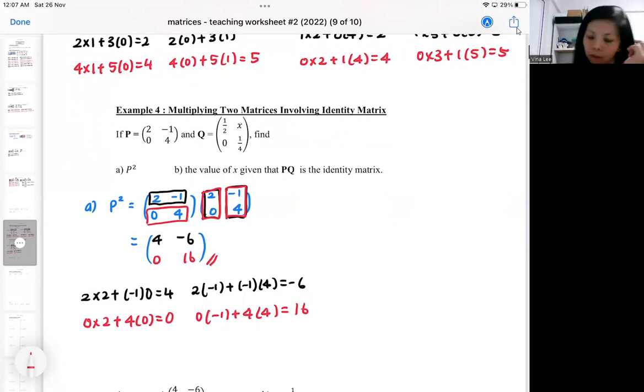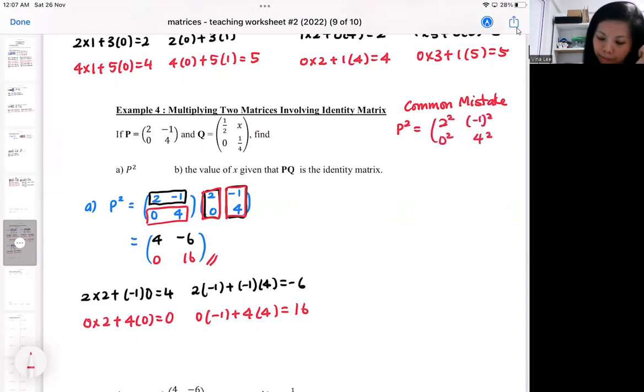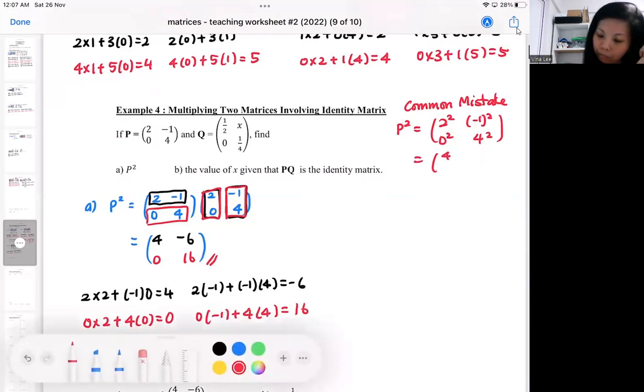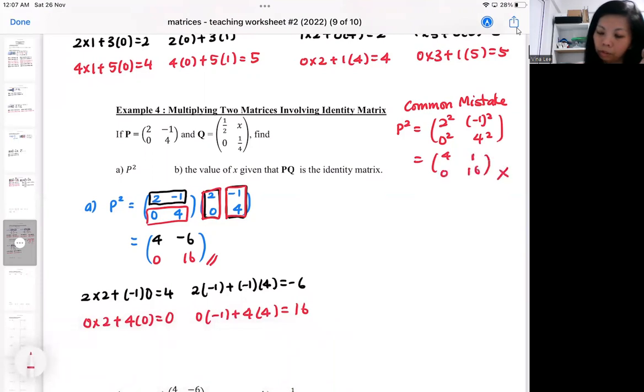When we do P squared, we multiply the matrix twice. A common mistake is that sometimes when they do P squared, they will go and square the element. That is wrong. We're not going to square the element, we repeat the matrix. That's the meaning of P squared. P cubed means you multiply the matrix 3 times. You will not encounter that, but if you need to do it 3 times, you do the first two, make it into a single matrix, then you multiply again.